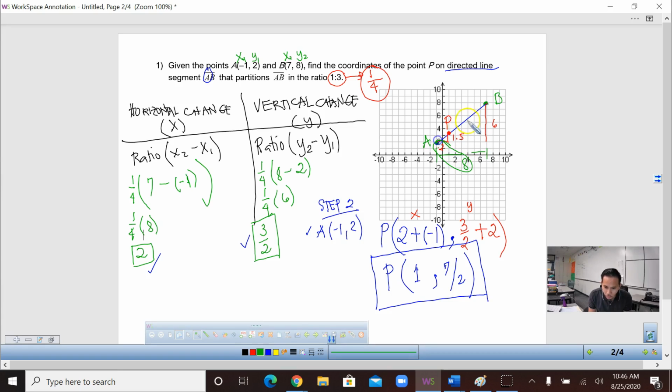So this corresponds to that. 2 corresponds to 8. So 2 over 8 will give you 1/4 or 0.25. Now the same with this: 1.5 corresponds to 6. So 1.5 over 6, if you divide that, it will still give you 0.25. So meaning we partitioned the segment into the given ratio correctly, which is 1:3.